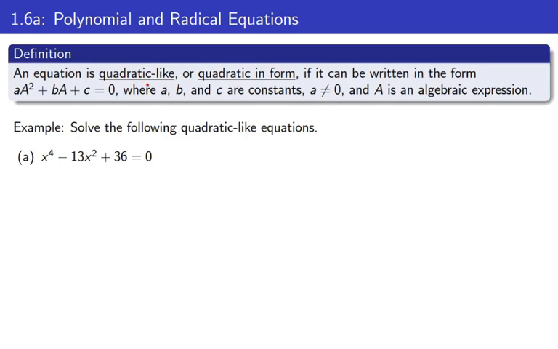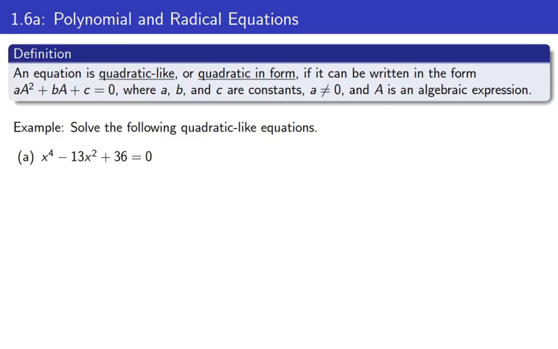If it's quadratic in form, what it means is you've got the same a, b, and c, but there's a special expression going on in the problem where the first expression is the square of the middle expression. And so when this happens, you can solve the equation by treating it like a quadratic and factoring it, or even using the quadratic formula like a quadratic.